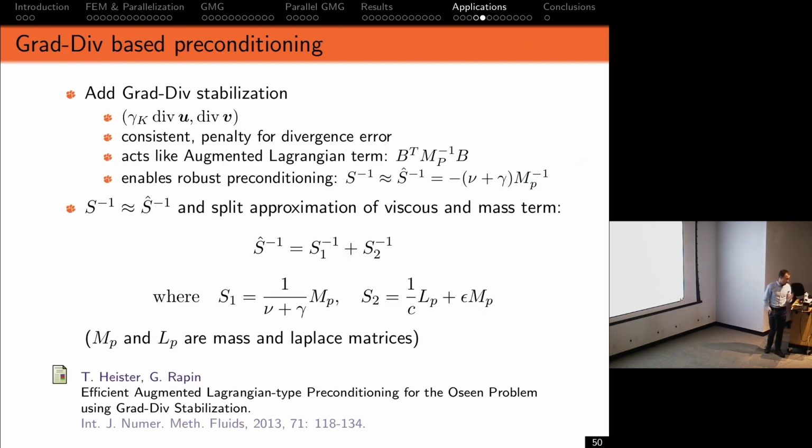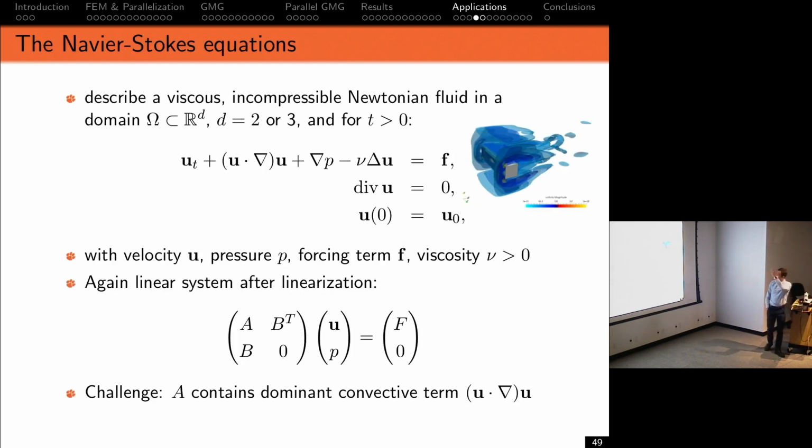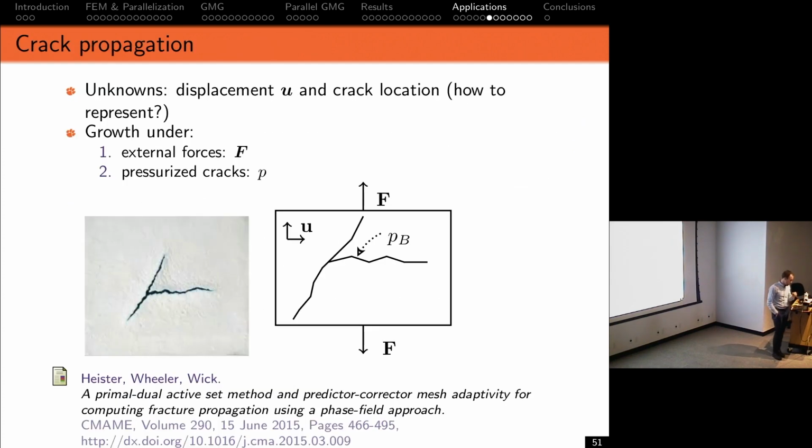I'm going to skip that, but the bottom line is that I can use stabilization schemes that actually also improve the numerical linear algebra. So I can approximate the Schur complement better by adding a stabilization that improves the solution. I did that a while ago. And that helps me to solve Navier-Stokes incompressible flow problems.